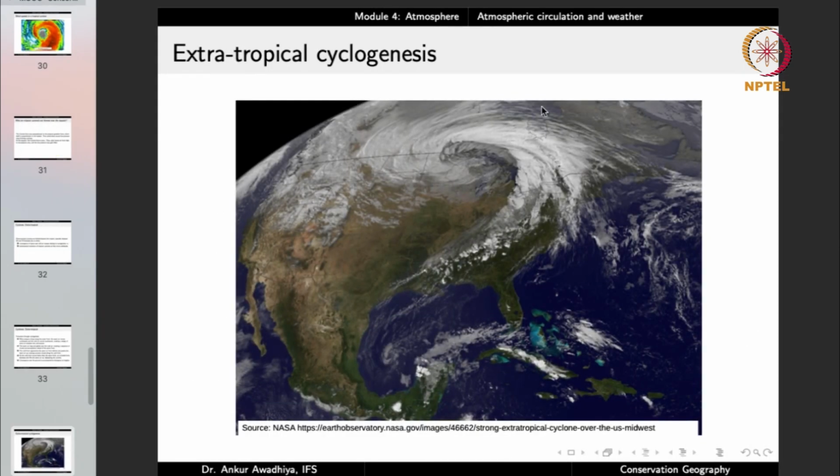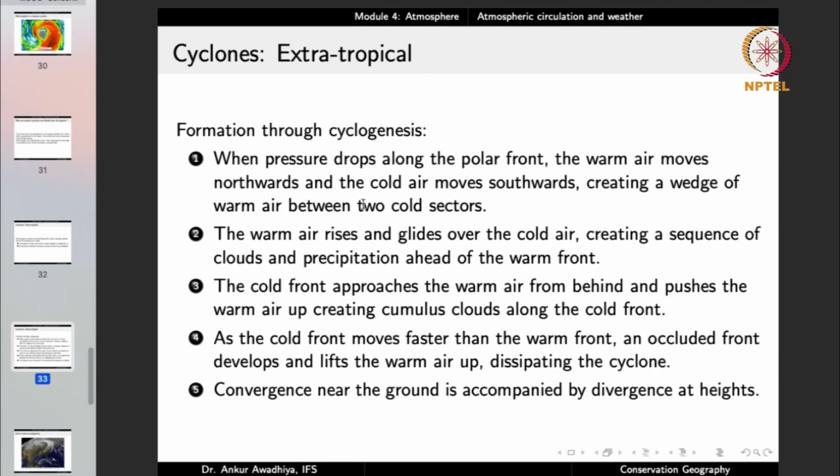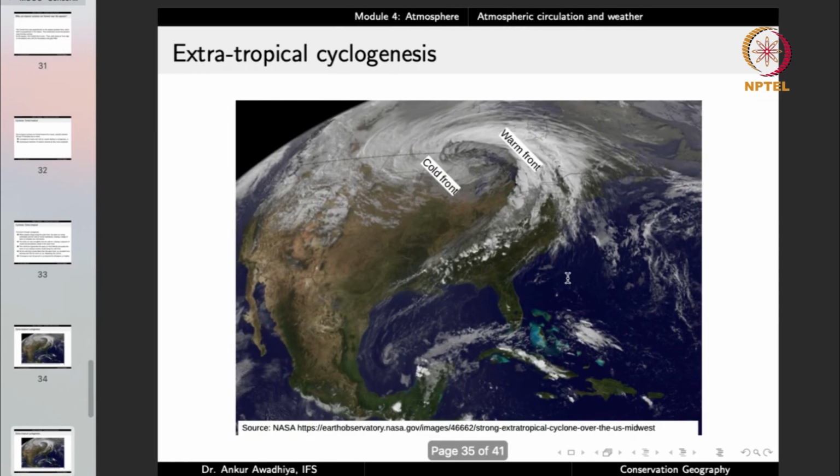So what we are talking about is this. You have warm air that is moving towards the poles, you have the cold air that is moving towards the equator, and in between you have this patch that remains. Now the warm air rises and glides over the cold air, creating a sequence of clouds and precipitation ahead of the warm front. So this portion is the warm front, because this air is warm, this air is cold, and the air is moving like this. So you have warm air moving towards the cold air.